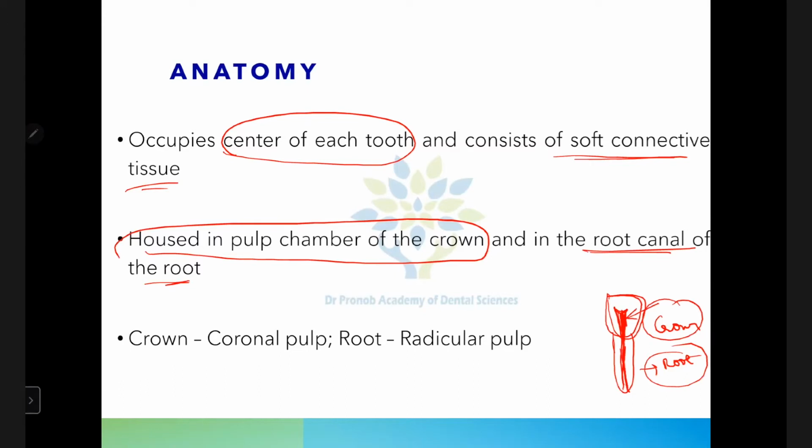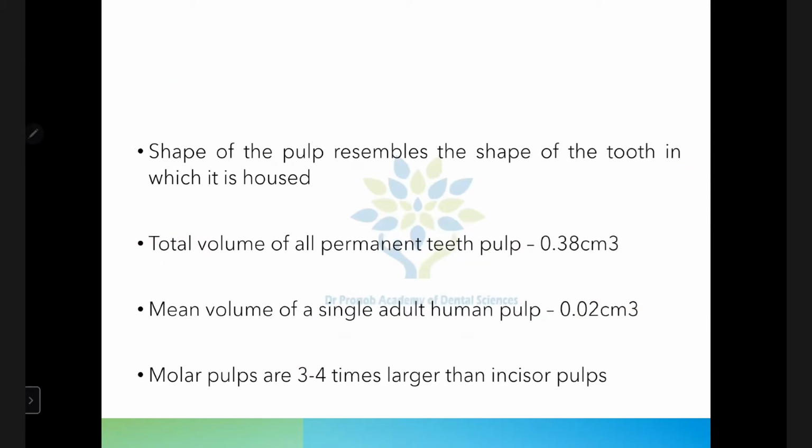In the crown, the pulp is called the coronal pulp. The pulp that is present in the crown is called coronal pulp, and the pulp that is present in the root portion is called radicular pulp. Next, the shape of the pulp resembles the shape of the tooth in which it is housed. That means in single rooted teeth it is different, and in multi rooted teeth it is different. So in every tooth, the shape of the pulp is also different.